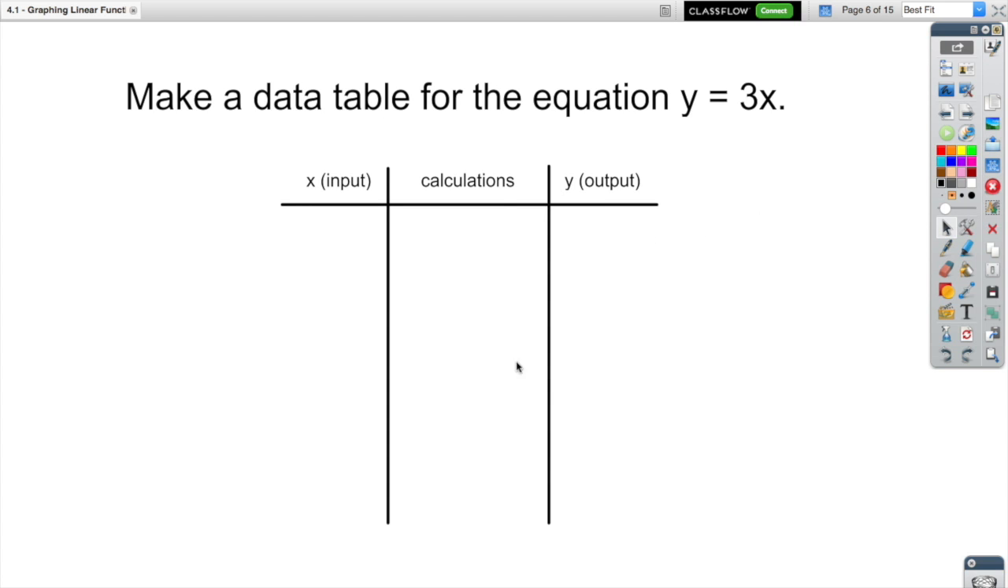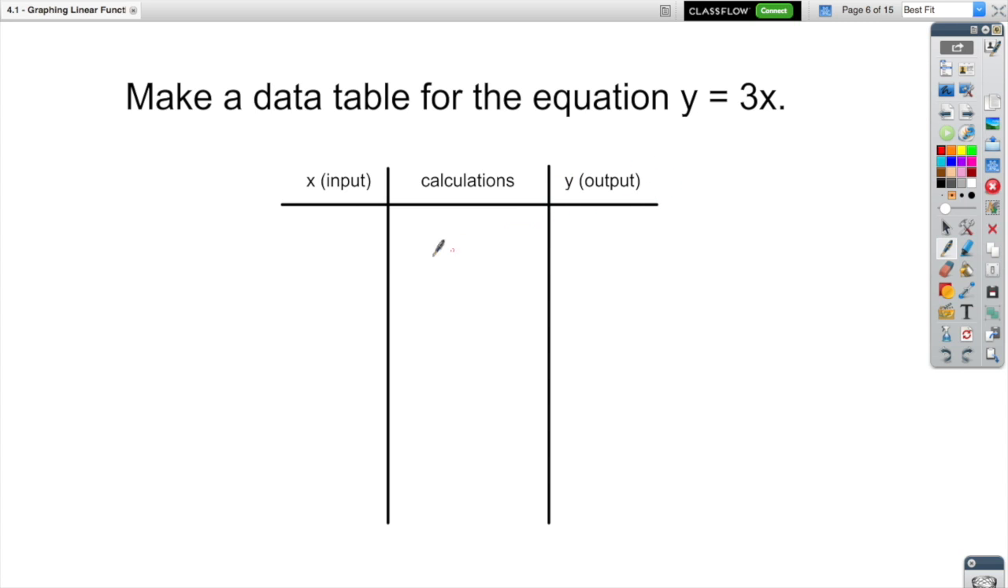All right, so we're going to basically do the same thing that the machine was doing on those previous clips. What we're going to do is treat this equation here, y equals 3x, as our machine. And we're going to create input numbers, pop them into the machine, and see what it spits out as an output number.